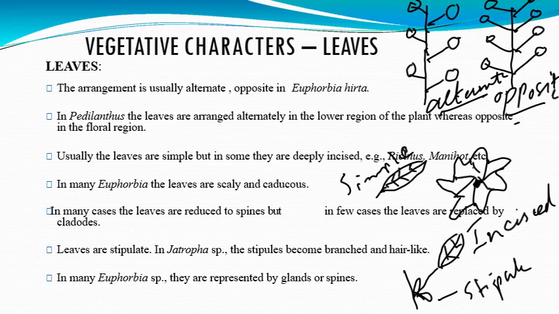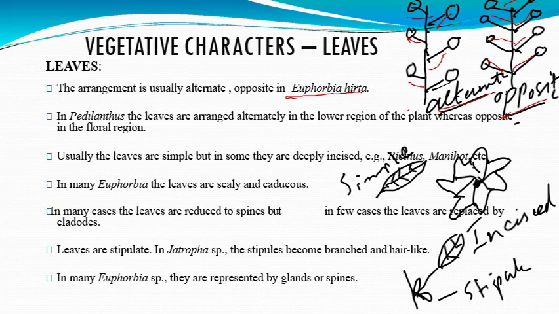Here in this slide, as you see, majorly the arrangement of leaf in the Euphorbiaceae family is alternate, like this pattern. One leaf is here, one leaf is here, then this and this. This one is alternate arrangement. In some cases, like in Euphorbia hirta, we have opposite arrangement of leaf, like this. So this one is opposite arrangement.